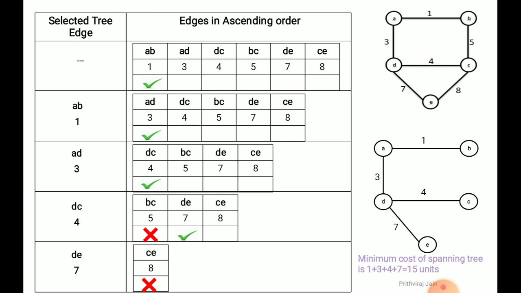At last I have to write the minimum cost of the spanning tree, which is 1 plus 3 plus 4 plus 7, which is equal to 15 units. This is how we can find the minimum spanning tree for any given connected graph by using Kruskal's algorithm.